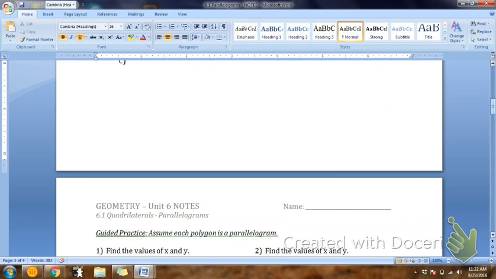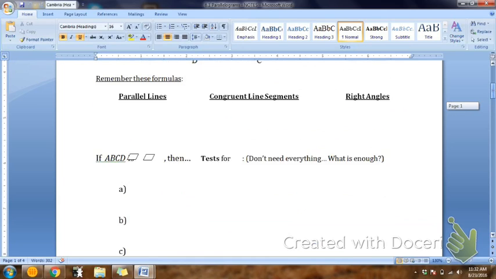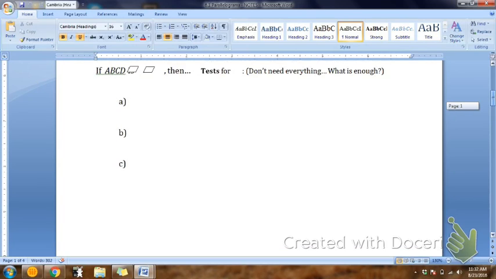That's what you're going to write there on the first line is both pairs of opposite sides. Go ahead and write that. Both pairs of opposite sides are parallel. Yep, letter A. Both pairs of opposite sides are parallel.